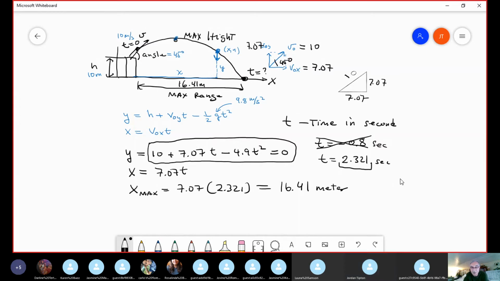Basically, Jordan, what we are doing is determining a, b, c. a is negative 4.9, b is 7.07, and c is 10. And apply the famous quadratic formula. We get two solutions, this one and this one. Physically, I care about the positive solution because time is always positive. Just plug it in here, and the equation of x determines the maximum range.